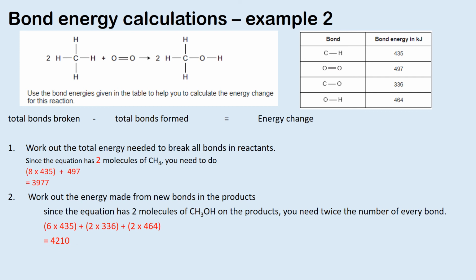Then let's just quickly plug those 2 things in. So reactants take away products to give you your energy change, which is minus 233 kilojoules. Once again, that tells you this is an exothermic reaction. In case you didn't know, exothermic reactions are much more common than endothermic. Why is it an exothermic reaction? Because the energy required to break the bonds is less than the energy released forming new bonds.